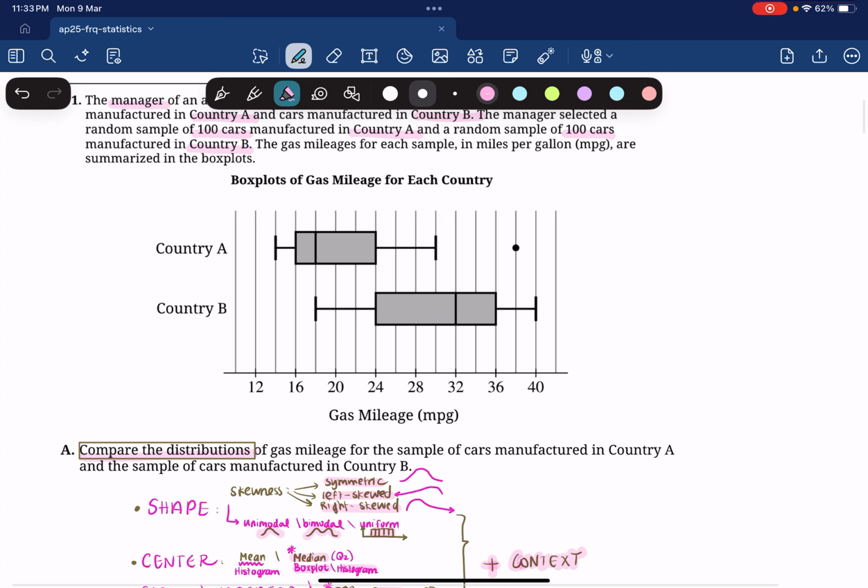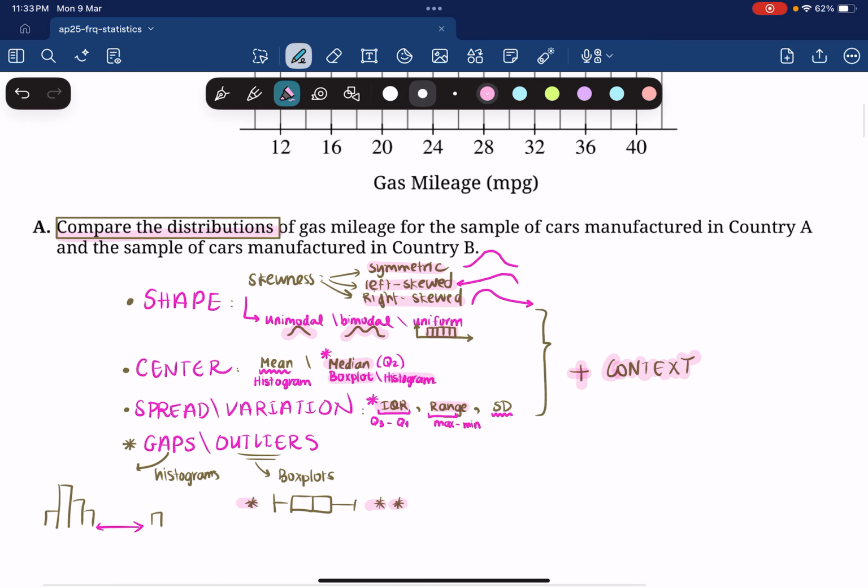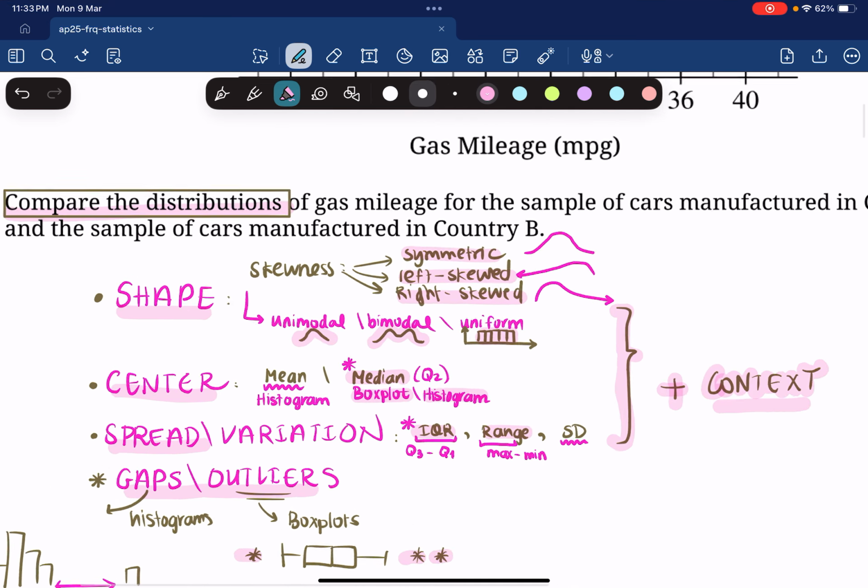to compare the distributions. When they ask us to compare distributions, we must compare 4 things. We must compare the shape, the center, the spread, and if there are any gaps and outliers, we must mention them. Plus, all our answers must be in context of the question. Okay, so the context is extremely important. We start by, let's just talk in general about each of those.